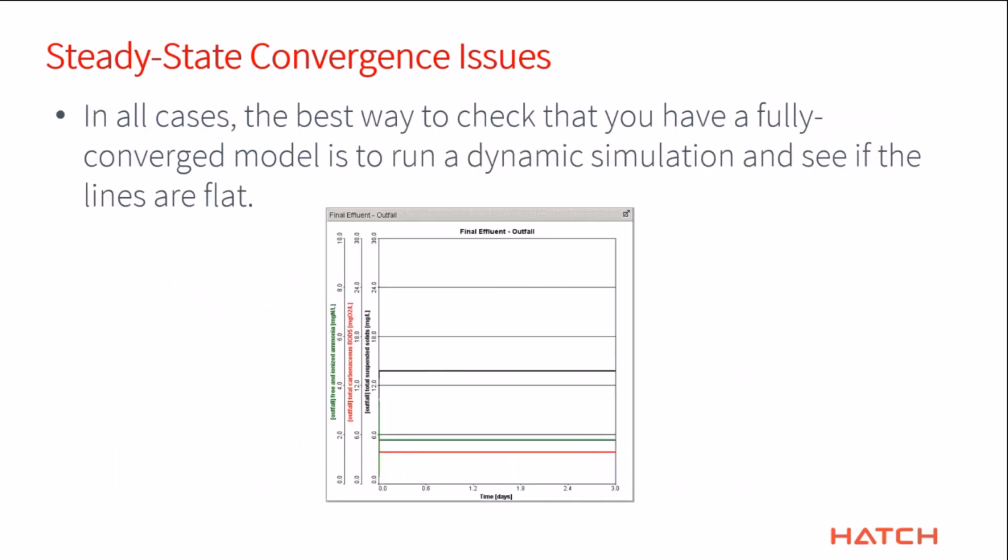But no matter what you're doing, in all the cases, the best way to make sure that you have a fully converged model is to run a dynamic simulation after it has finished steady state, and then let that run out for a few days, and see if the lines are flat. And if they are, then you'll know that you're at the right place.